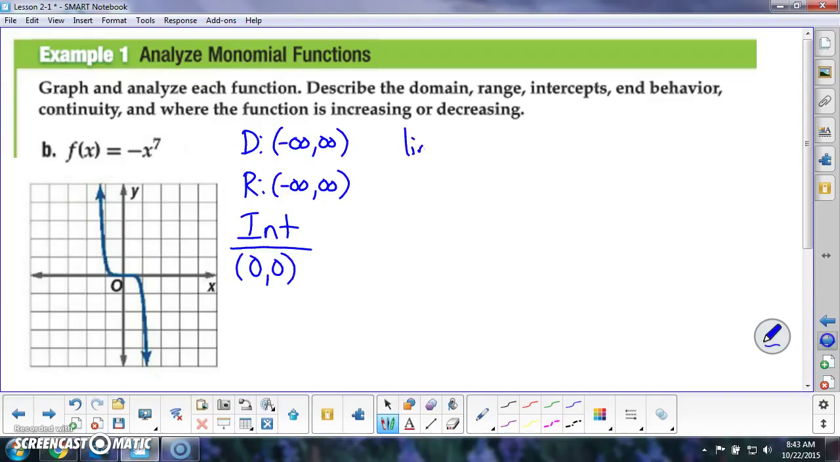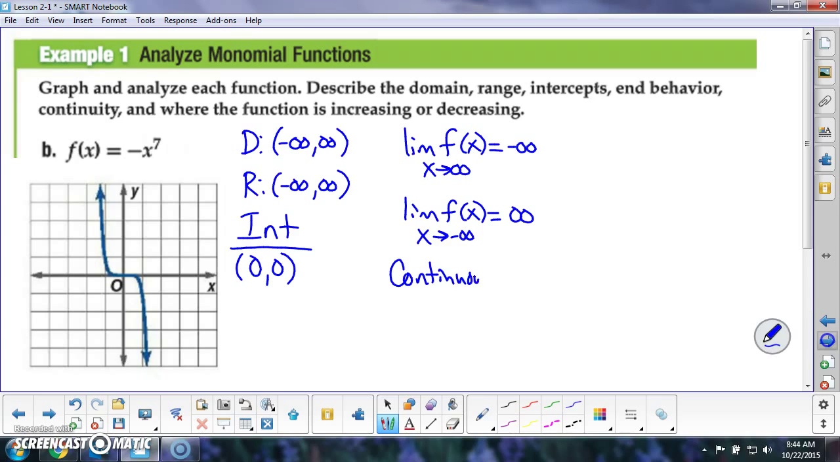End behavior: as we go to the right, it goes down. As we go to the left, it goes up. Continuity, this is a continuous function. And increasing behavior. As you go left to right, this is always going down, so there's no increasing behavior. That symbol, again, is the empty set. It means that there's none. If you'd rather just write none, that's fine too.